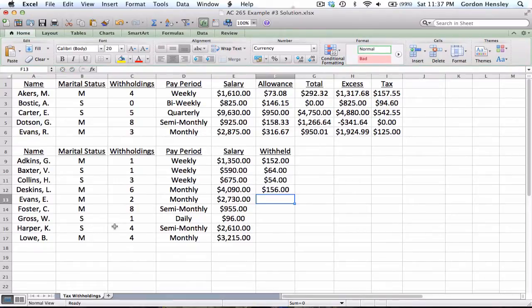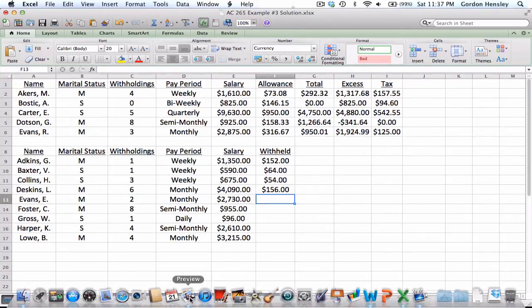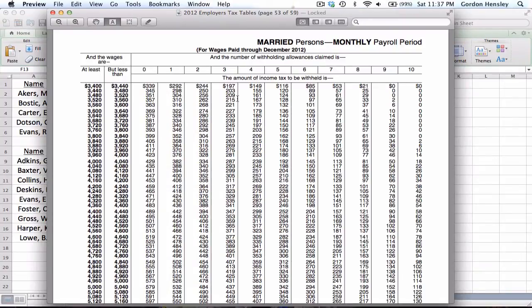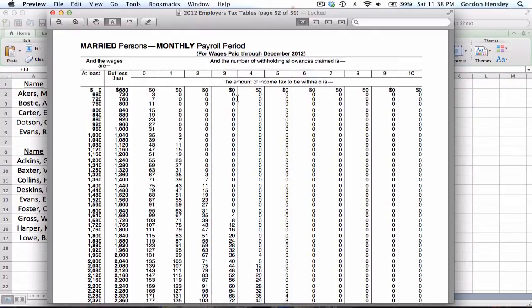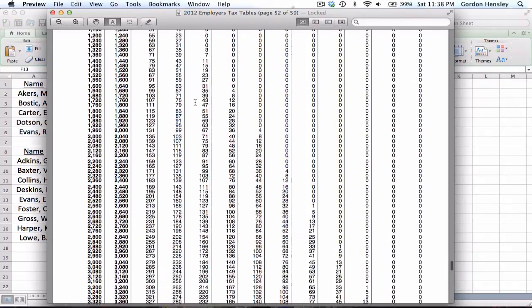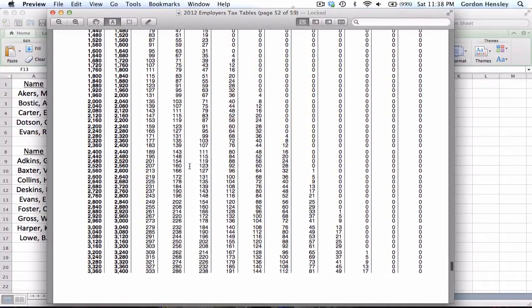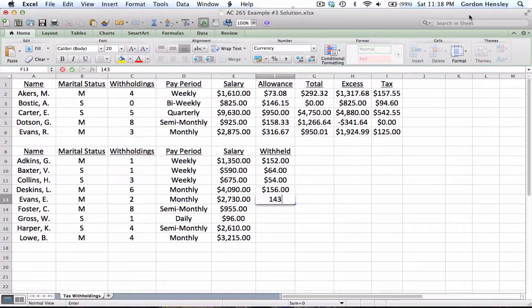The next person is also married monthly, 2 withholdings, $2,730 as the income. So I can stick with the same table here, married monthly. It is 2 withholding allowances, but it's $2,730. So where will I find that? Well, on down here, $2,730. That is in between $2,720 and $2,760. And in that column for 2 withholding allowances, the number that I see there is 143. So for this person, 143.